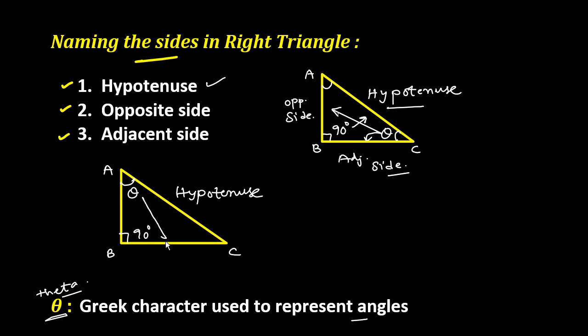Now the side which is opposite to the acute angle A is called opposite side, and the side which is adjacent to the angle theta is called adjacent side. So what can we get from this? Hypotenuse is the side which is opposite to the right angle, and opposite side and adjacent side both depend on the position of theta, both depend on the consideration of acute angle. If we consider acute angle at C, then AB becomes opposite side, BC becomes adjacent side. If we consider acute angle at A, BC becomes opposite side, AB becomes adjacent side.